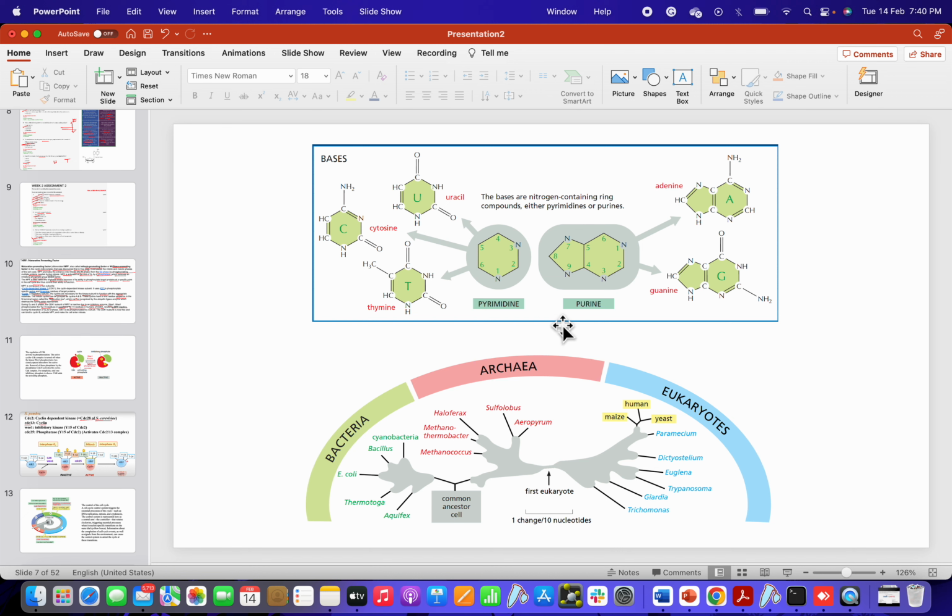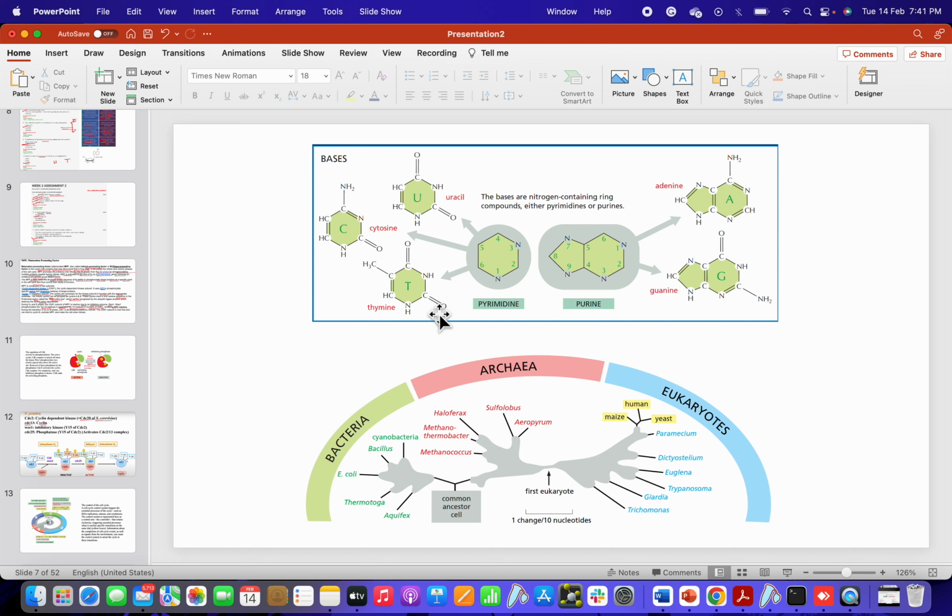Pyrimidine consists of a six-membered cyclic ring, and purine is a two-ring structure, a nine-membered ring. In pyrimidine, positions 1, 2, 3, 4, 5, 6 are all carbons with two nitrogens, and it can be of three types, uracil, cytosine and thymine, based on the groups attached to the other carbons. DNA has thymine. In thymine, 2 is a keto group, C double bond O, then 3 is NH, 4 is again a keto group, and 5 is methylated.